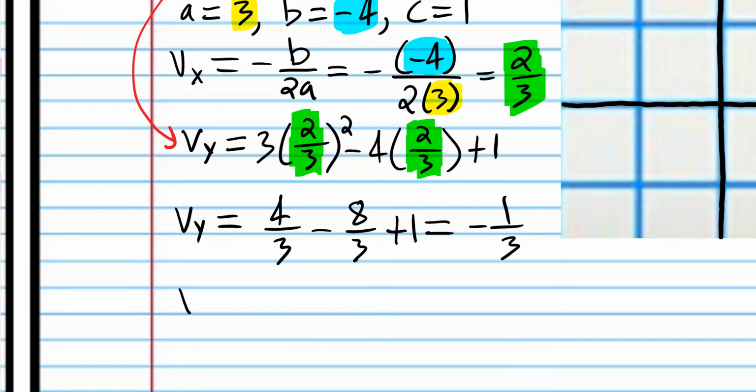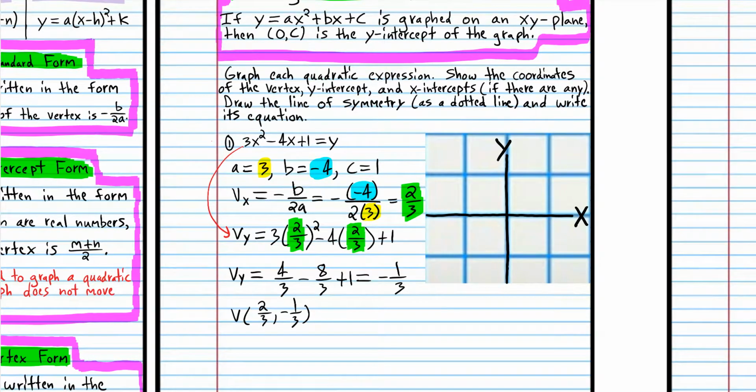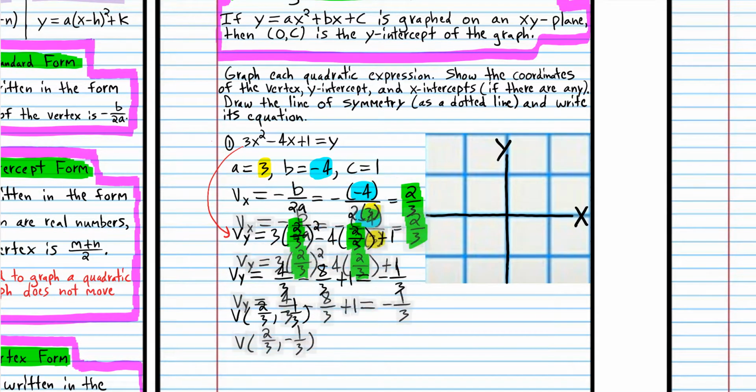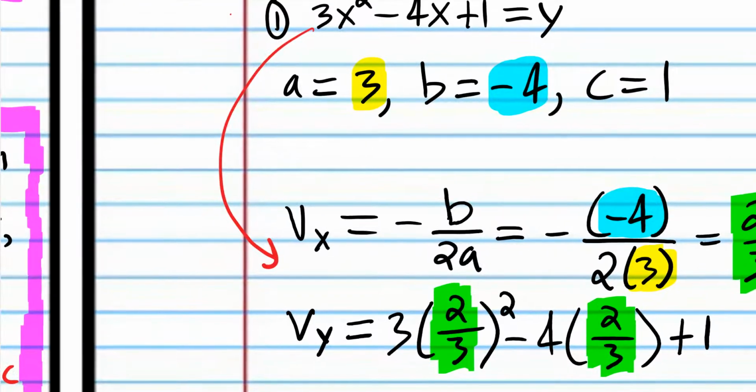So what that means is the vertex is 2/3, negative 1/3. And that is the first step of the problem. And I forgot to write Roman numeral 1 for the first step. We want to keep track of what we're doing here. Also, I forgot to write that we're finding the vertex. I want to title each step here. So first step is finding the vertex.